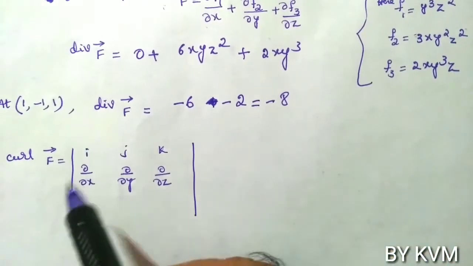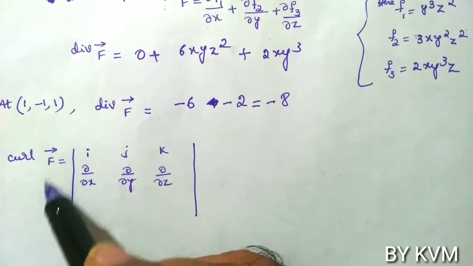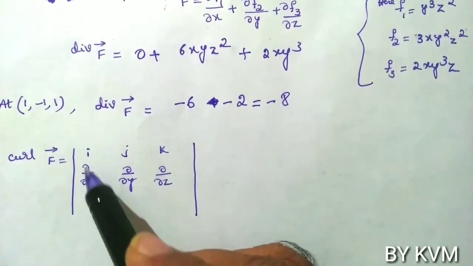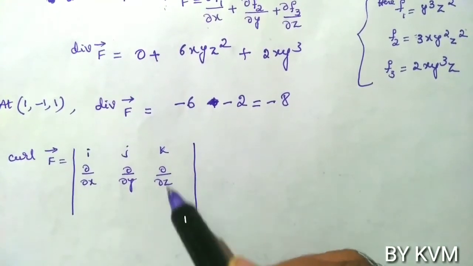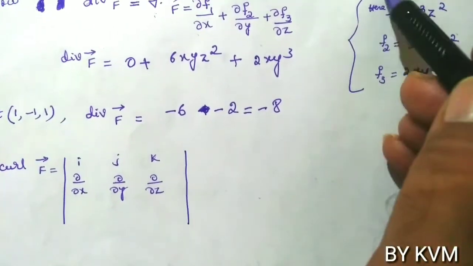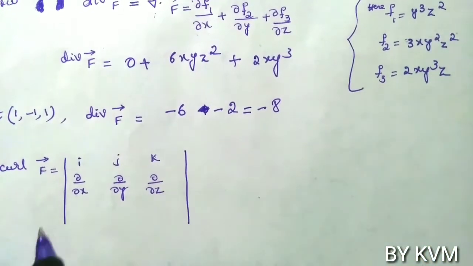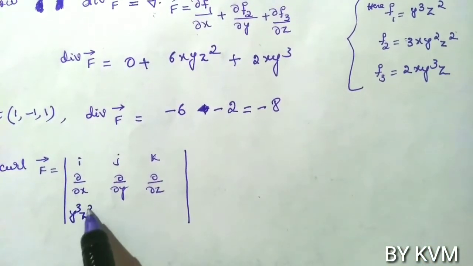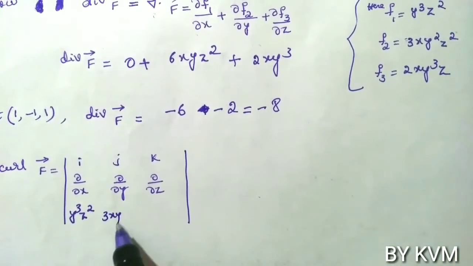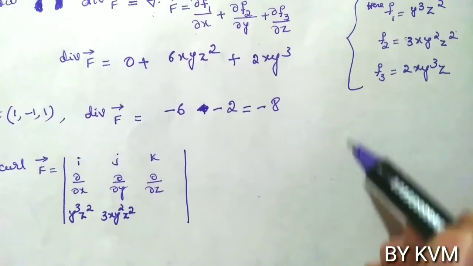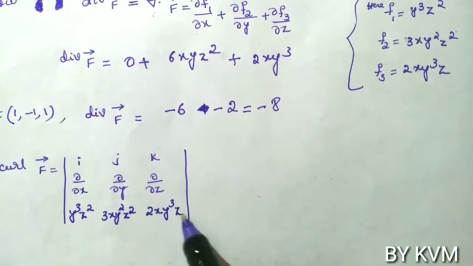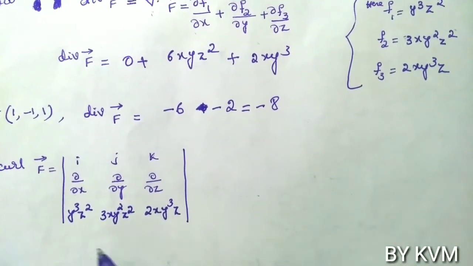So now curl of vector f. Curl of vector f is equal to the determinant: first row i j k, second row ∂/∂x, ∂/∂y, ∂/∂z, third row f1, f2, f3. What is f1, f2, f3? So f1 is y cube z square. F2 is 3xy square z square. And f3 is 2xy cube z.